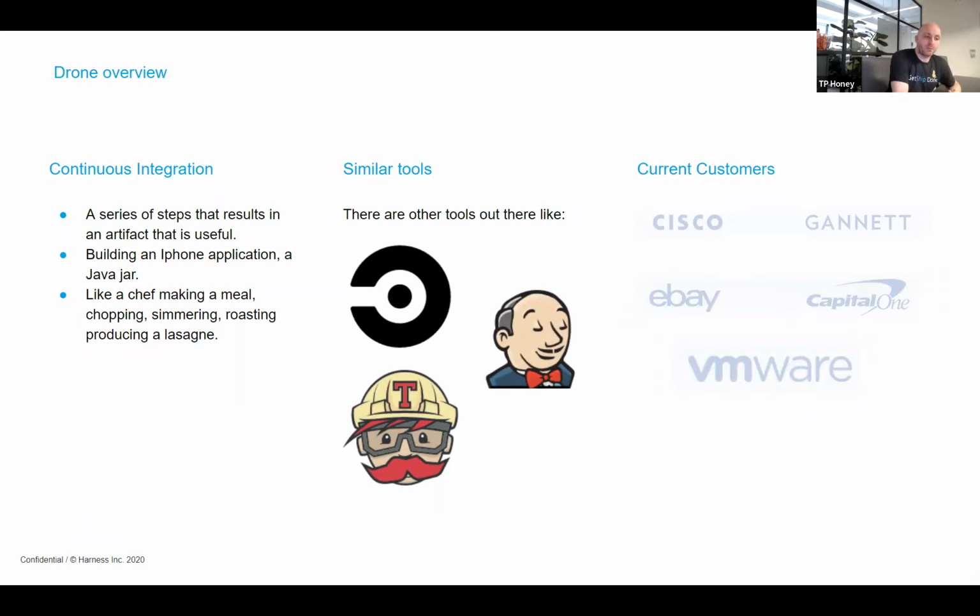Now, what is Drone? Drone is a continuous integration tool. So it is something that will take your software and it builds an artifact. And it's all about that process of taking your software and building an artifact that may be used later on for building another artifact, like a jar file or an application, or something that you would put into a CD pipeline where you're trying to distribute that application out to the world.